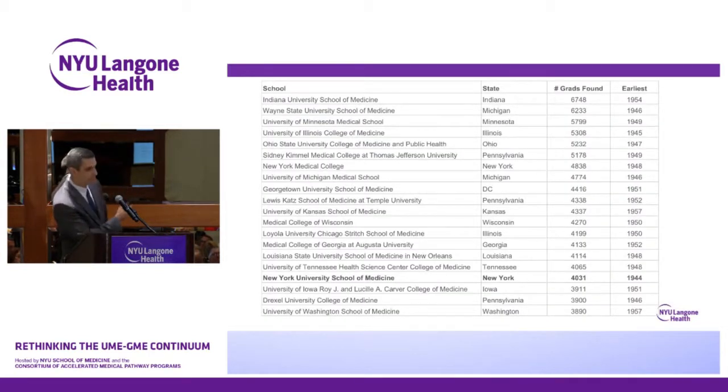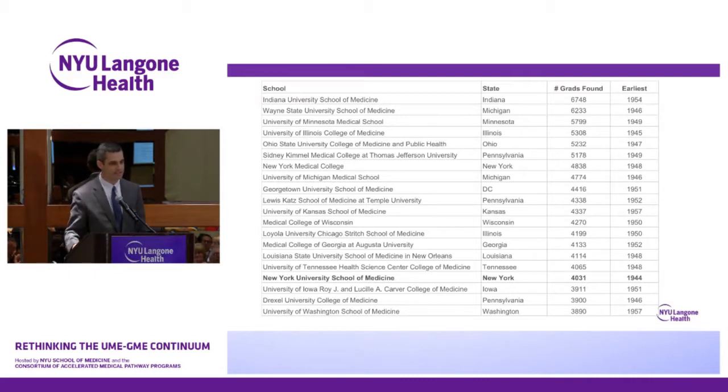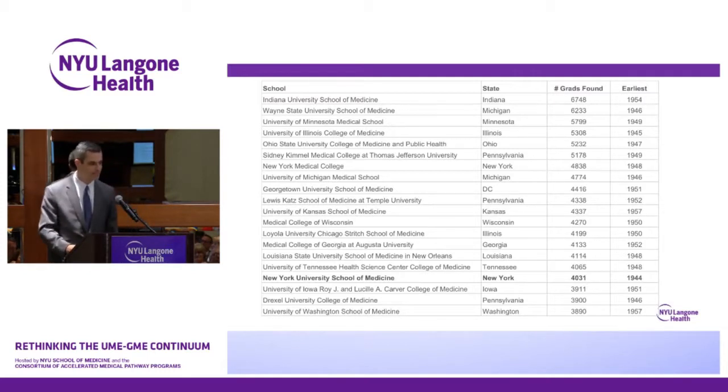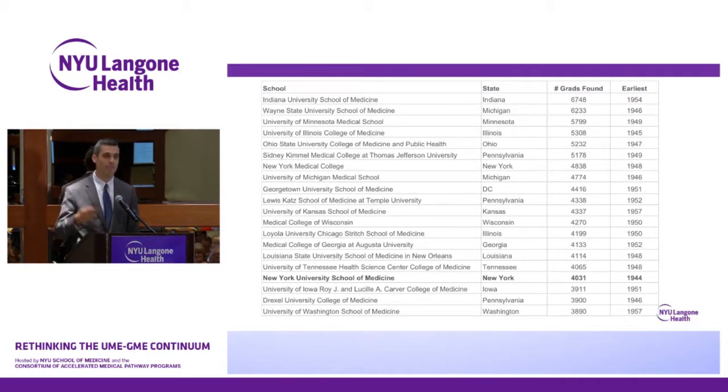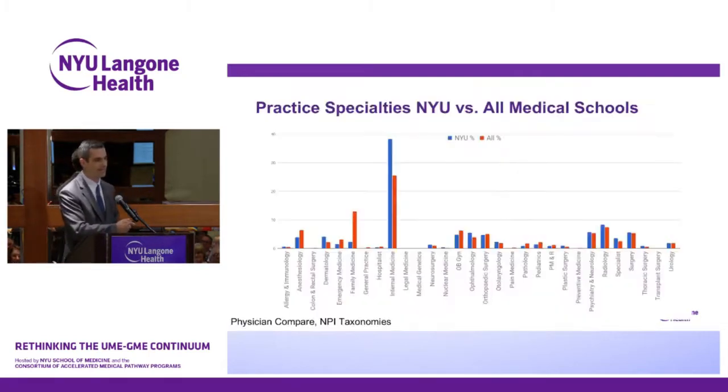I don't know how well this projects, but this is just the top 20. You can see many of your schools on this list in terms of the name of the medical school, the state that they're in, the number of graduates that we could find in the database, and the earliest year for which there were graduates in the database. So up here, Indiana's at the top with 6,748 graduates in this database. And here's NYU with just over 4,000 from 1944 on. It's pretty astounding when you think that most of these folks graduated from medical school 10 or 15 years before Medicare and Medicaid were even a twinkle in the government's eyes. And here we are looking at this data.